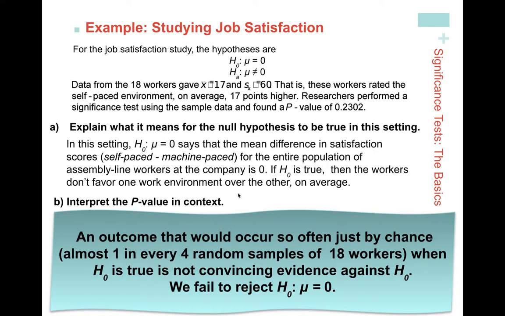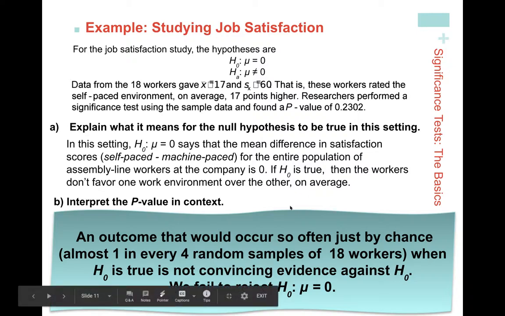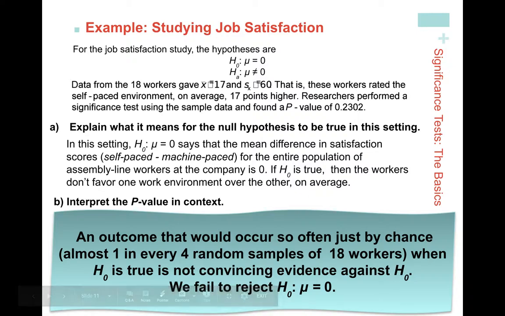Okay. So now let's interpret the p-value in context. This is worth writing down. An outcome that would occur so often just by chance, okay, almost 1 in every 4 random samples, right? 23% is close to 25%. When H null is true, is not convincing evidence against H null. So we reject, or do we fail to reject H null? We fail to reject. Okay, so those are your two answers.